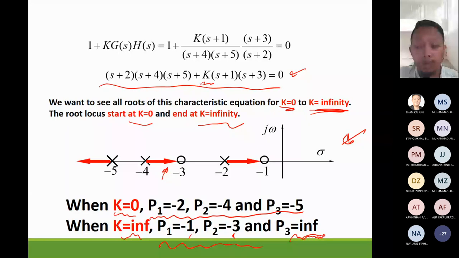Okay, so those are the basic rules for sketching root locus. But there are 8 more rules to make the root locus more refined, or to sketch the root locus better than doing it like this.